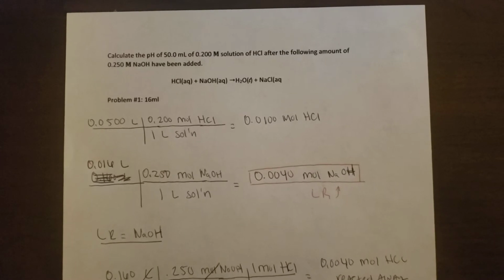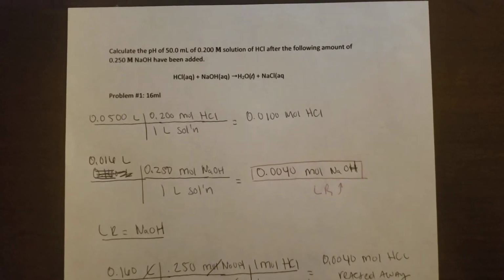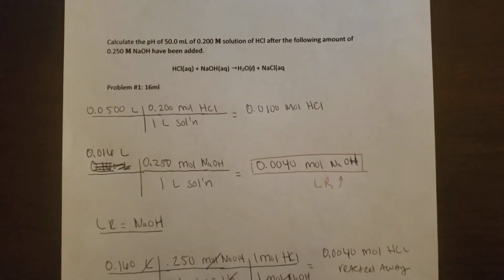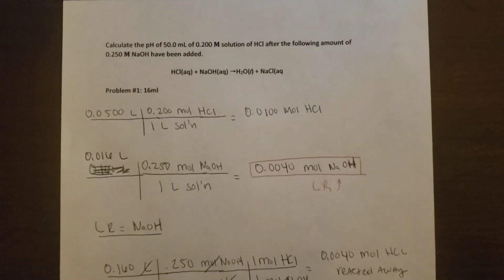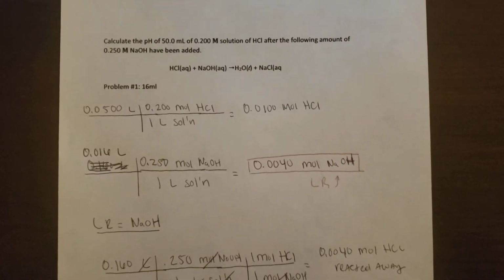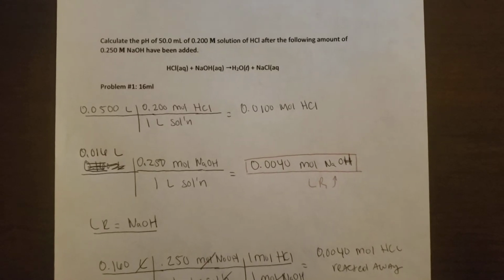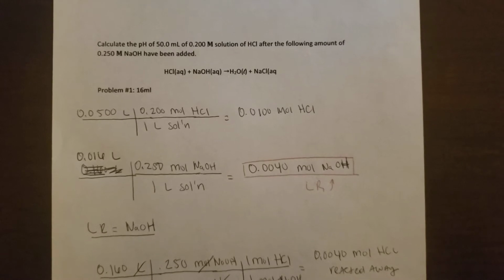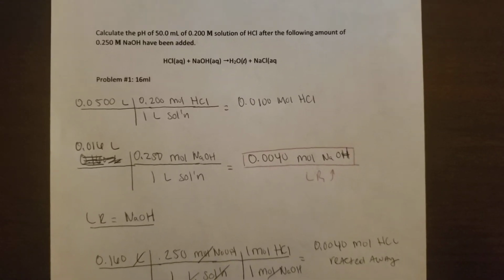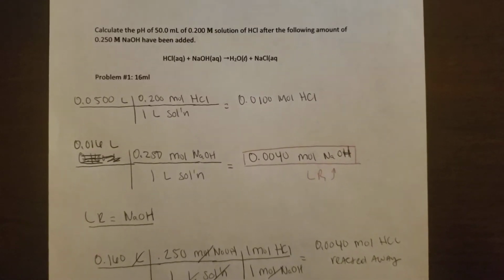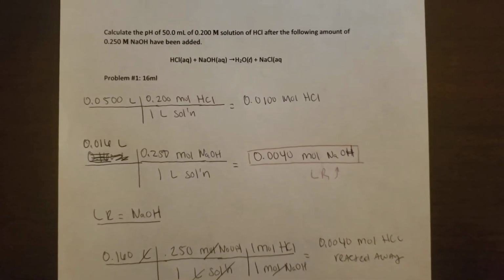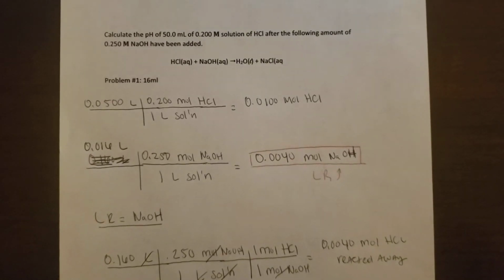The question asked us to calculate the pH of 50 milliliters of 0.200 molarity solution of hydrochloric acid after the following amount of 0.250 molarity of sodium hydroxide have been added. You can see our chemical equation there, and the milliliters that I was assigned for the first problem was 16 milliliters. So to calculate this, first what we have to do is to find the limiting reactant.